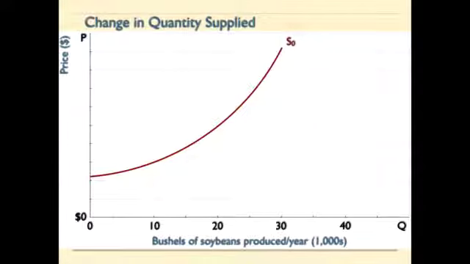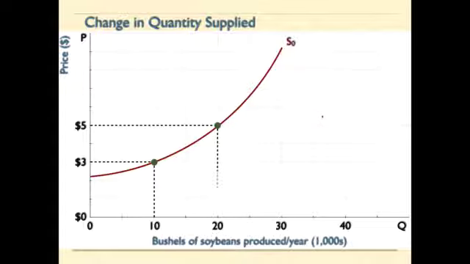We can contrast that to a change in quantity supplied, which just means that we're changing the price of soybeans, and this is causing the quantity supplied to change. So we're just moving from one point on the supply curve to another point on the supply curve. Let's say at $3, he would have willingly supplied 10,000 bushels per year. If the price were higher at $5 per bushel, he would willingly supply 20,000. So the change in the price of soybeans is just causing a movement along the existing supply curve. It is not causing the supply curve to change its physical location.